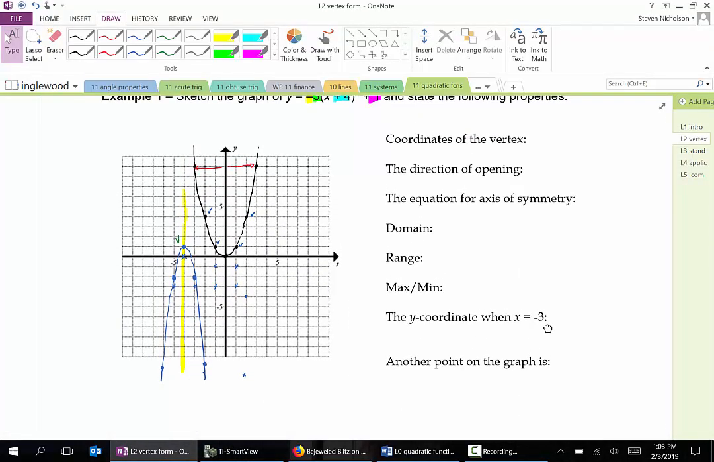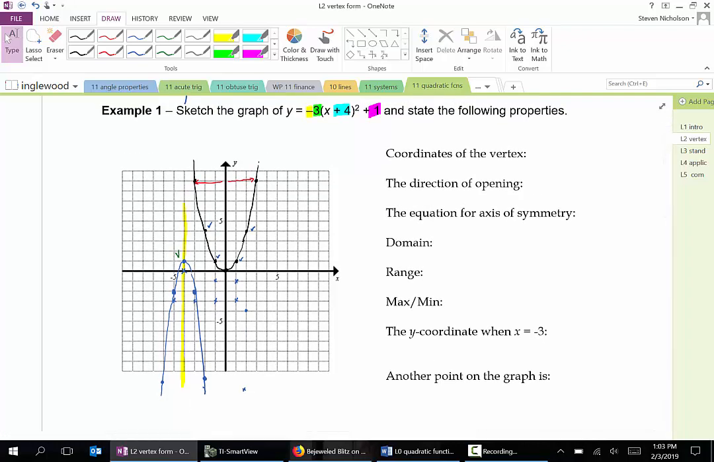So let's have a look. Let's use our blue parabola to answer this question. Well, what are the coordinates of the vertex? Well, again, when we count over, the coordinates of the vertex are -4, 1. And what direction is our parabola opening? Well, it's opening down. And what is the equation of the axis of symmetry? Well, there's that highlighted line, which is x is equal to -4.